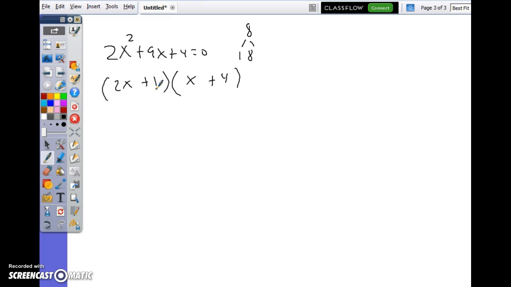Plus 1. With me so far? Good. Everybody here? All right. Let's keep going. x equals negative 4 and x equals negative 1 half.